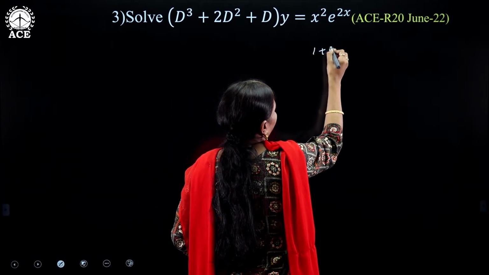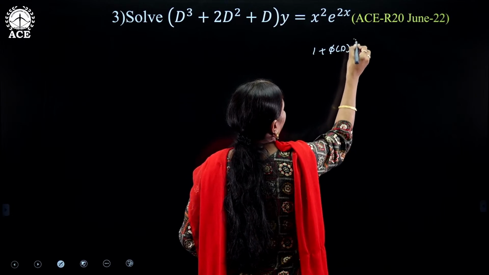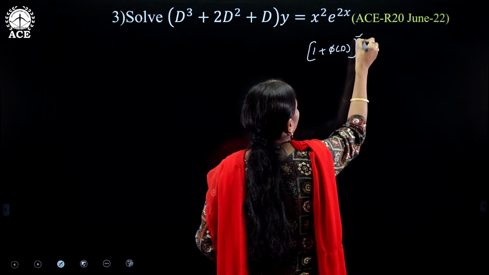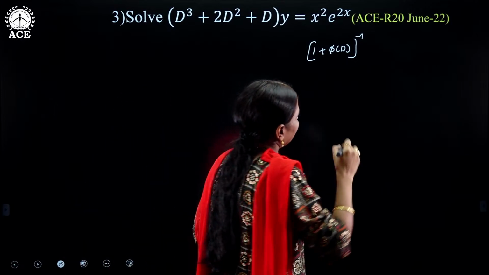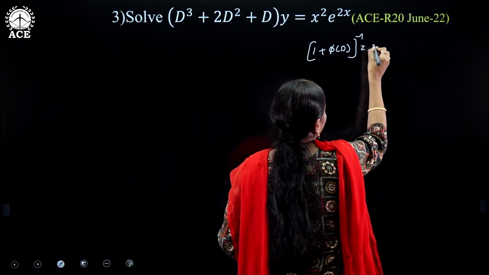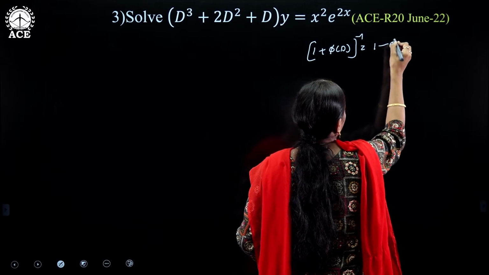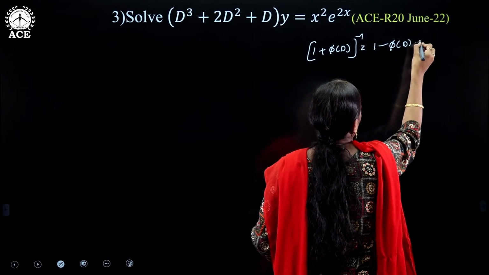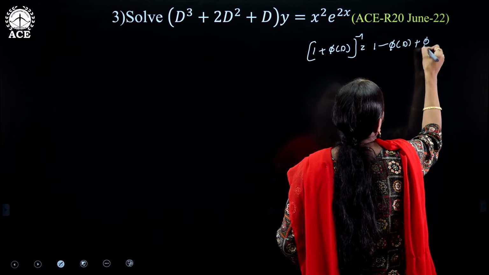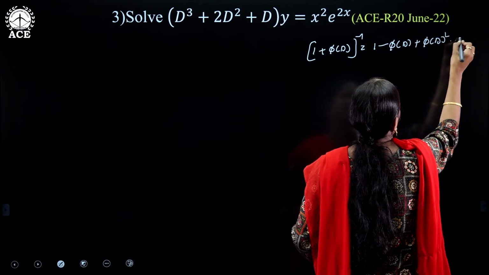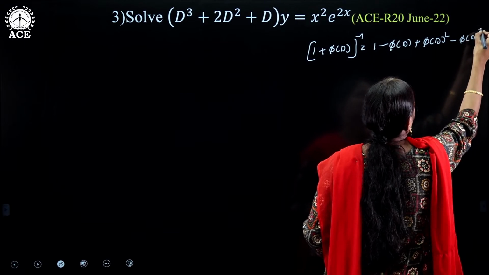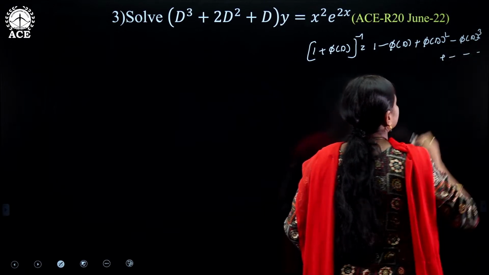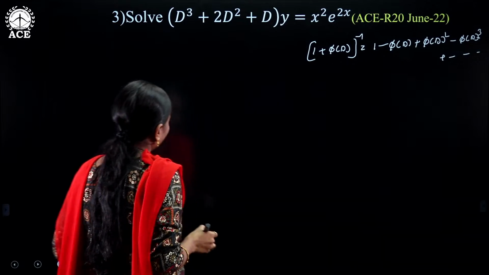(1 plus phi of D) whole inverse, binomial expansion. So expand in ascending powers up to the term containing D power m. So that is equal to, what is the expansion of this one? 1 minus phi of D plus (phi of D) whole square minus (phi of D) whole cube plus so on. This is the expansion.